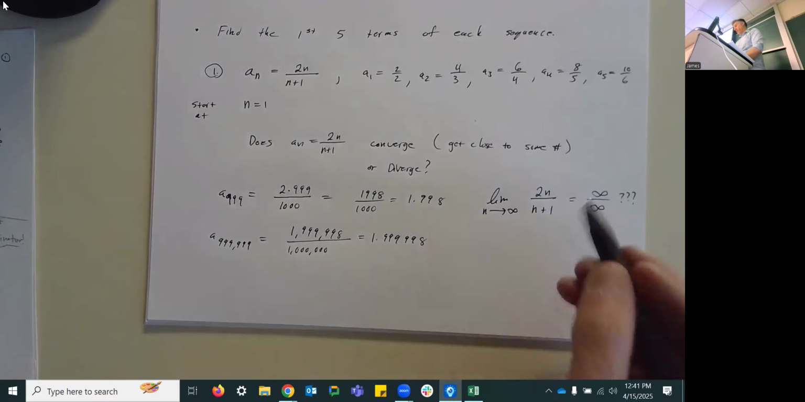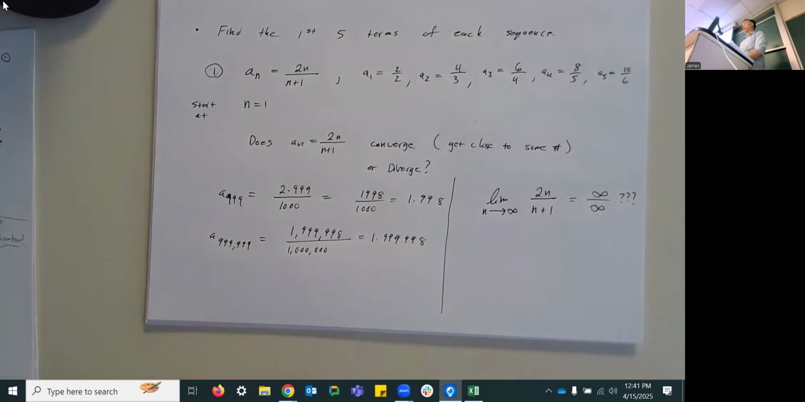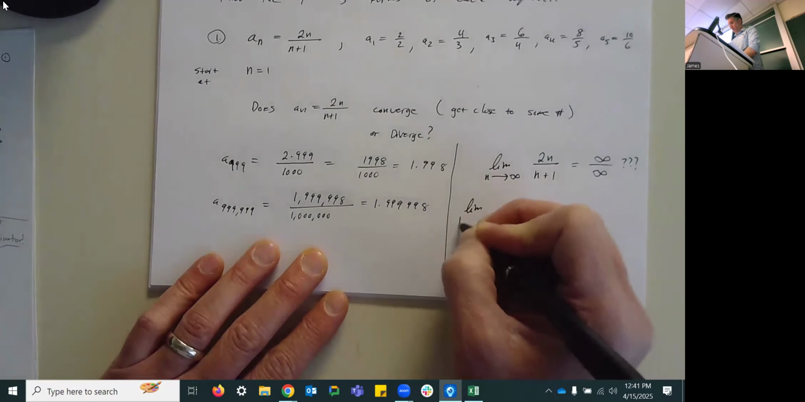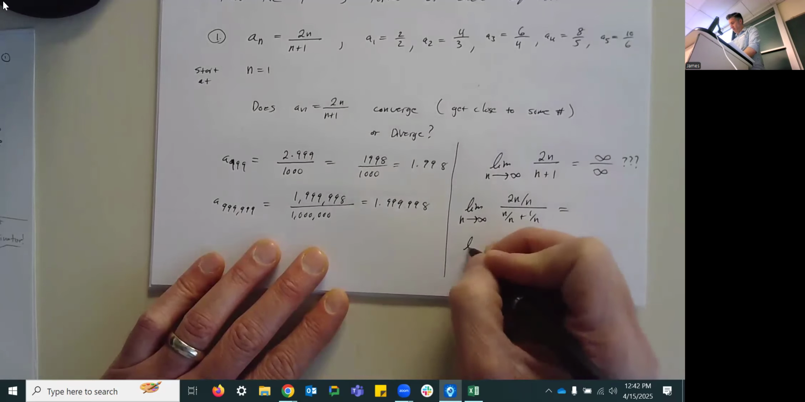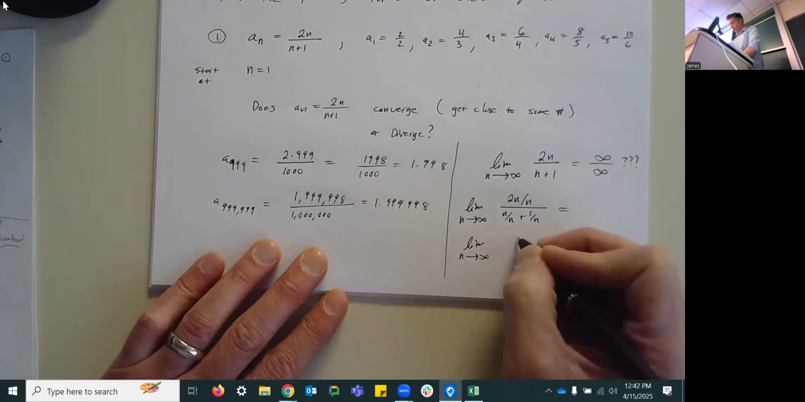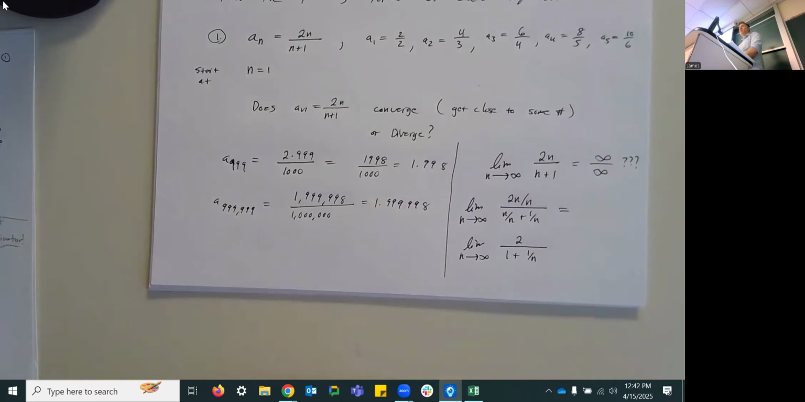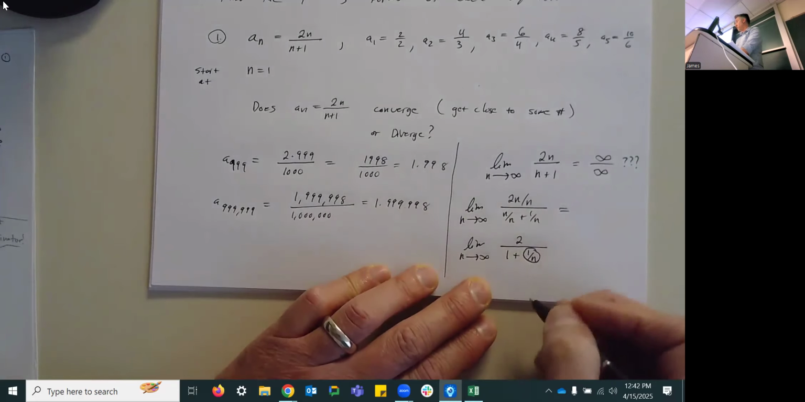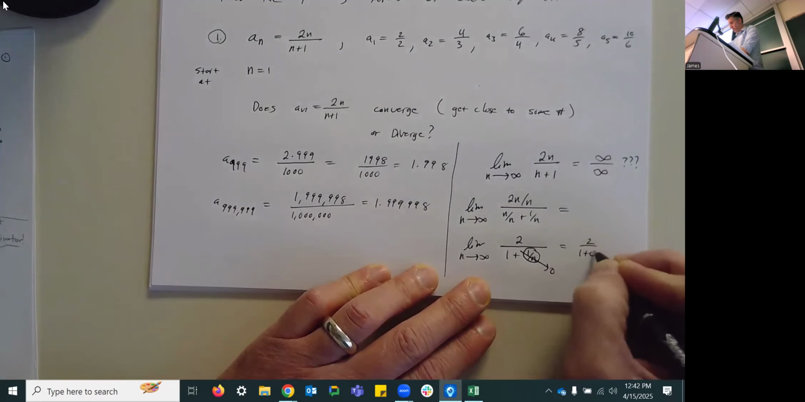So what do we do? Well, for rational functions like this, my preferred way of doing it is to divide everything by n to the highest power that's in the denominator. So if I divide everything by n to the first, look what happens. We have the limit as n goes to infinity of 2n divided by n over n divided by n plus 1 divided by n. And if we simplify that, we have the limit as n goes to infinity of 2 divided by 1 plus 1 over n. And as n gets really, really large, 1 divided by n gets really, really small. Super close to 0. So we end up getting 2 divided by 1 plus 0, which is 2.